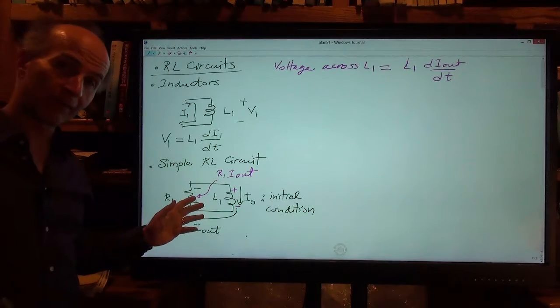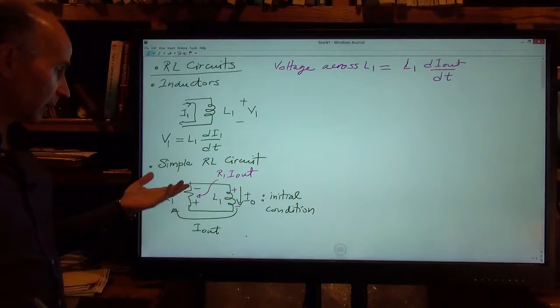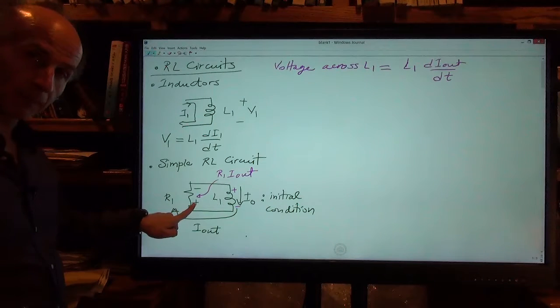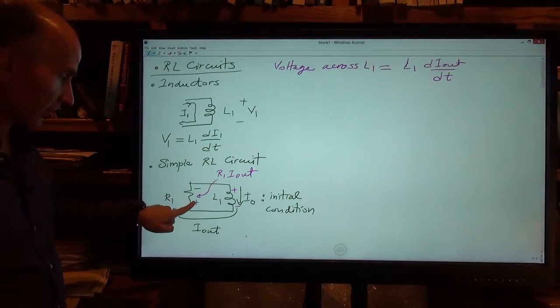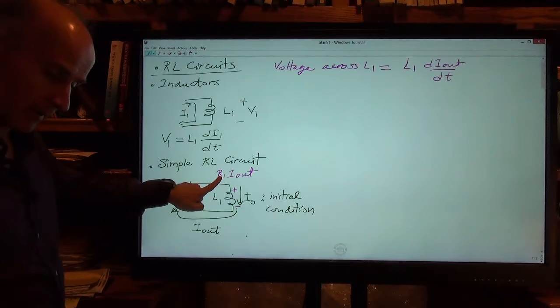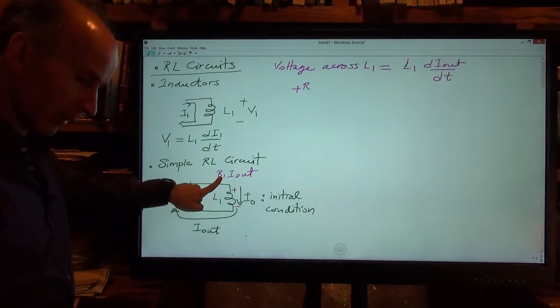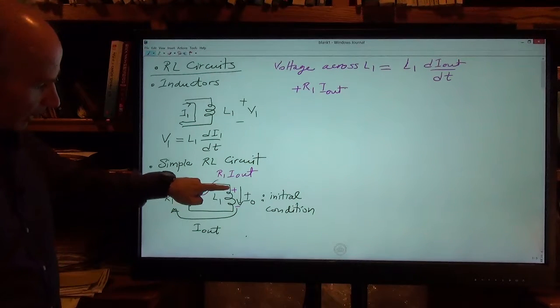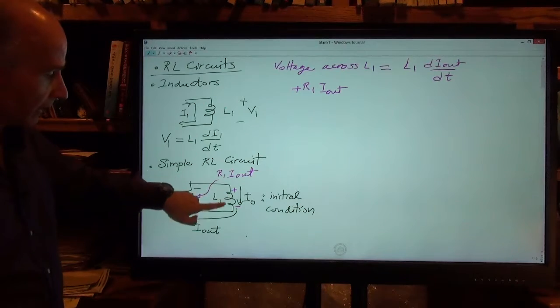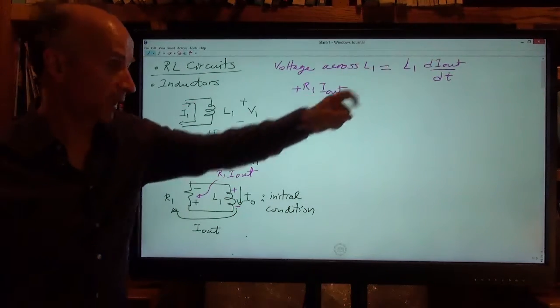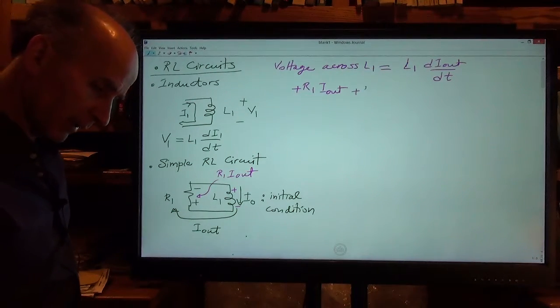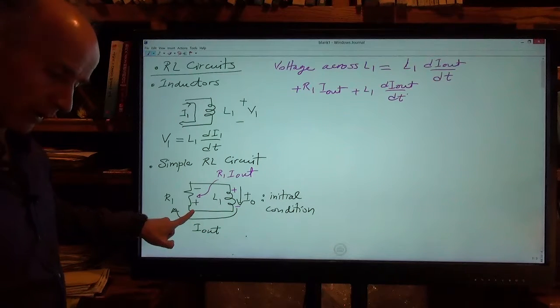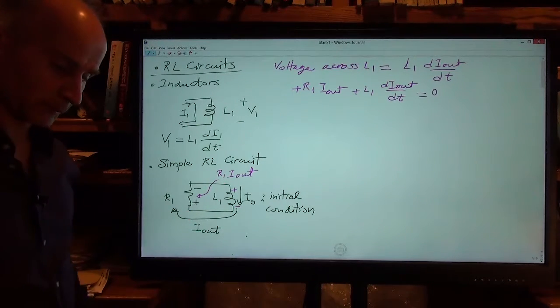So now we are ready to write a KVL. We start from anywhere we want. Let's say start from here. We're going from positive to negative, so I'm going to write positive this value. So plus R1 I out. Then I'm going this way. I reach positive. So I'm going to find this voltage expression and I will write positive, plus L1 dI out over dt. And because I'm going back to the same point, this will be 0.